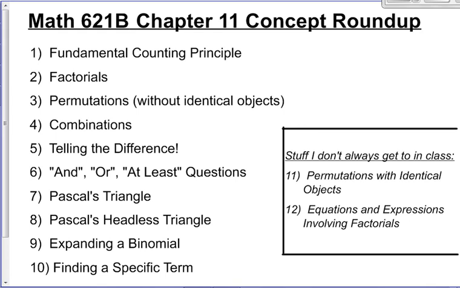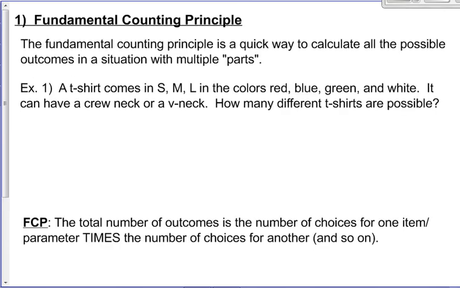Okay, we'll start off by looking at the fundamental counting principle. The fundamental counting principle is a quick way to calculate all the possible outcomes in a situation with multiple parts. If we look at this setup here with the t-shirt that comes in small, medium, and large, and the colors red, blue, green, and white, and can have a crew neck or a v-neck, how many t-shirts are possible?